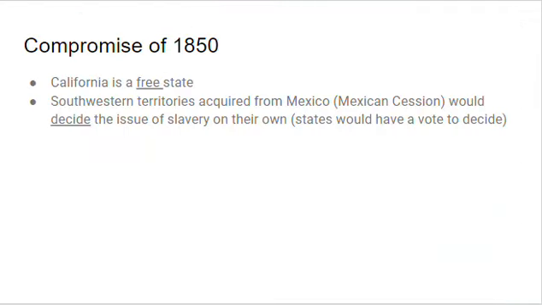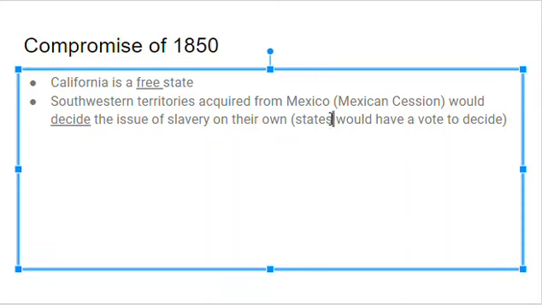In 1850, there's another compromise. And this is called the Compromise of 1850. This makes California a free state, and the southwestern territories acquired from Mexico, the Mexican cession, would decide the issue of slavery on their own. So states/territories, because they're not necessarily states yet, they get to vote. They decide if they want to have slavery or not. So the federal government isn't telling them what to do. The Southwest Territories, they're allowed to decide on their own.